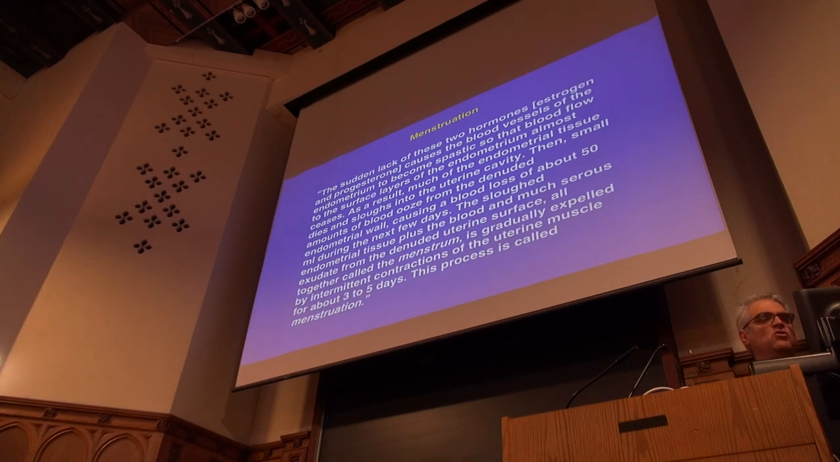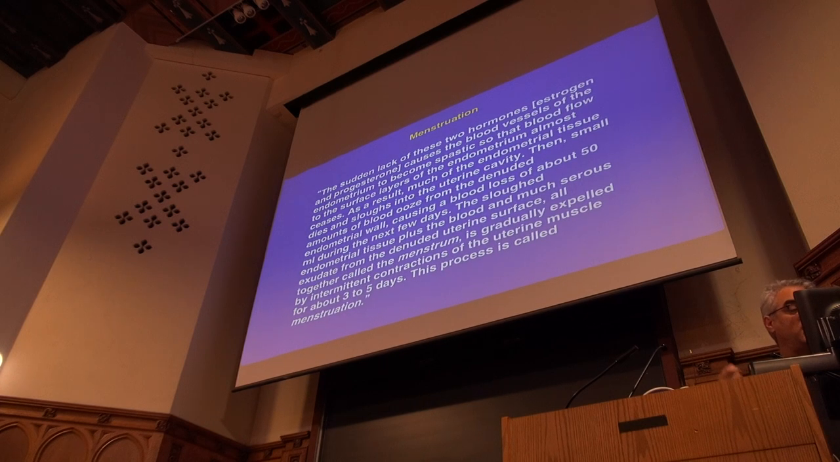The sudden lack of these two hormones, estrogen and progesterone, causes the blood vessels of the endometrium to become spastic, so that blood flow to the surface layers of the endometrium almost ceases. As a result, much of the endometrial tissue dies and it sloughs into the uterine cavity. Then small amounts of blood ooze from the denuded endometrial wall, causing a blood loss of about 50 milliliters during the next few days. The sloughed endometrial tissue, plus the blood and much serous exudate from the denuded uterine surface, altogether called the menstruum, is gradually expelled by intermittent contractions of the uterine muscle for about 3 to 5 days, and this process is called menstruation.